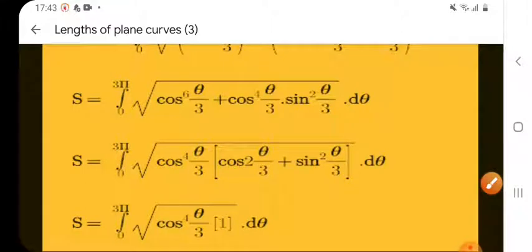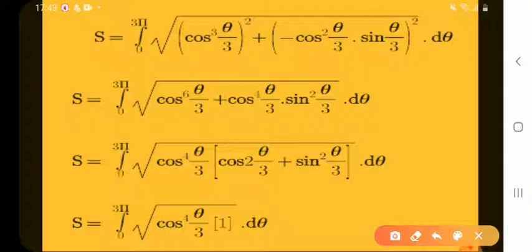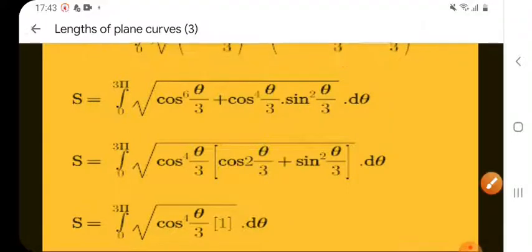Okay, see, first I write integral 0 to 3 pi root r square. What is r? Cos cube theta by 3 whole square plus dr by d theta, that is minus cos square theta by 3 into sin theta by 3 whole square. Next, cos cube theta by 3 whole square means cos power 6 theta by 3, plus cos square theta by 3 whole square means cos power 4 theta by 3, and sin theta by 3 whole square means sin square theta by 3. Okay, is it clear?